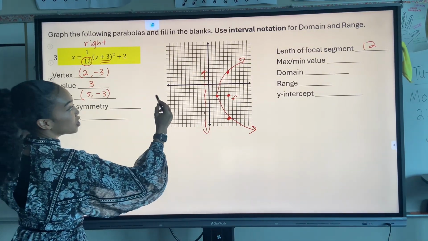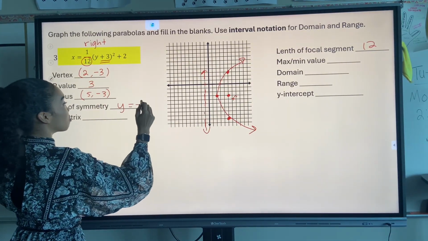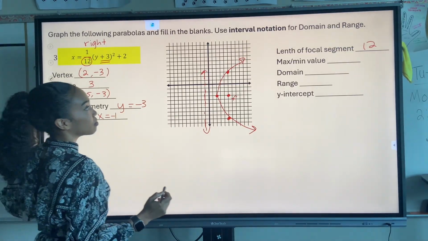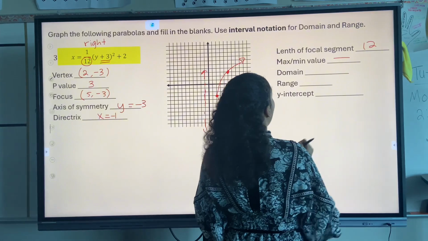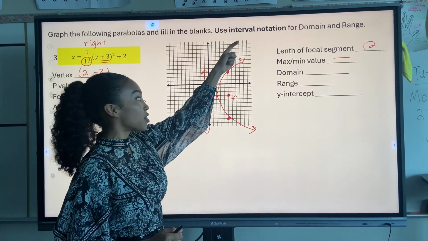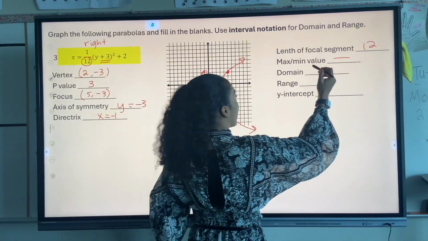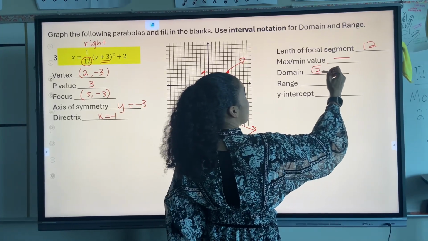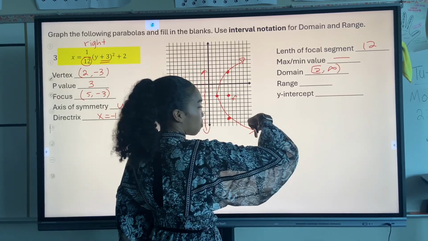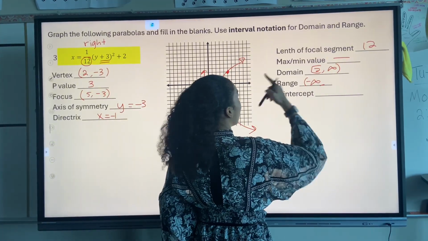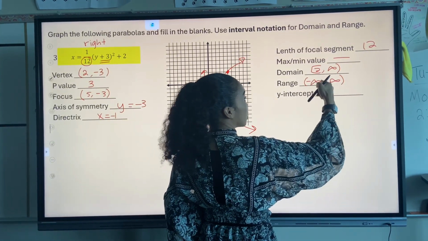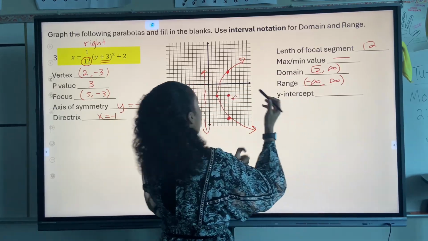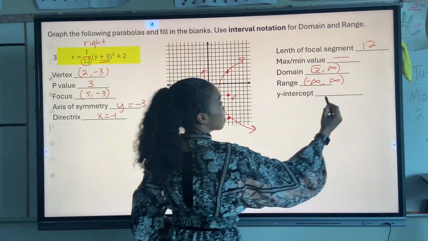Your axis of symmetry is at y equals negative 3. Your directrix is at x equals negative 1. You do not have a maximum or a minimum because it goes up forever and down forever. Your domain goes from positive 2 with the bracket to infinity. The range, the bottom goes down forever and then it goes up forever. So it should look like this with parentheses on both, no brackets. Your y-intercept, it does not touch the y-axis, so this is none.